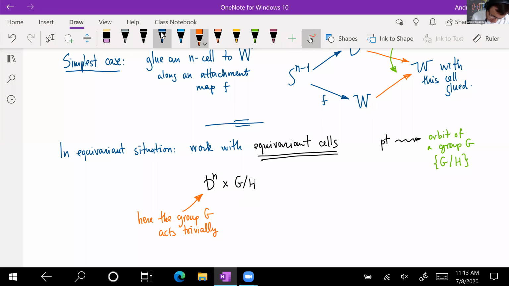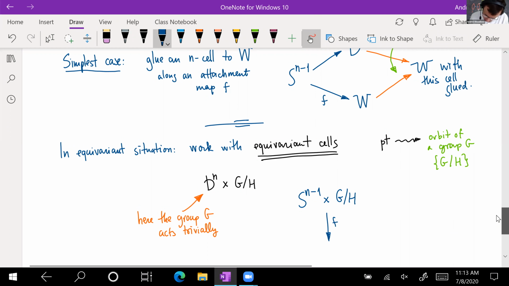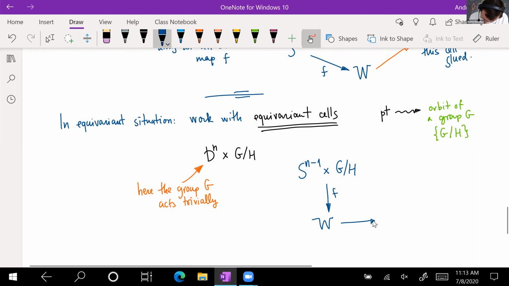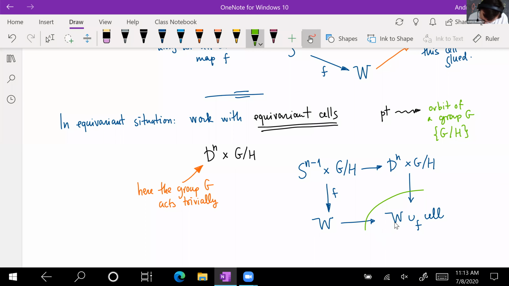So the attachment maps: if I have S^(n-1) cross G mod H, that's the boundary of this, it maps by some map f to a previously constructed space W. And this is an obvious embedding into D^n cross G mod H. And so then I have this one cell attached along this; this is my push-out.